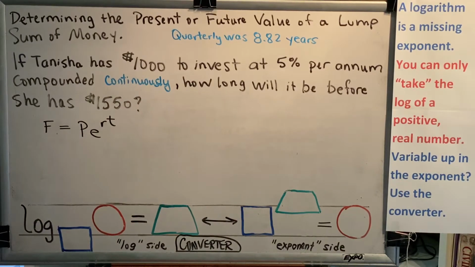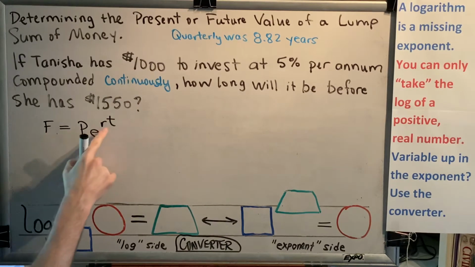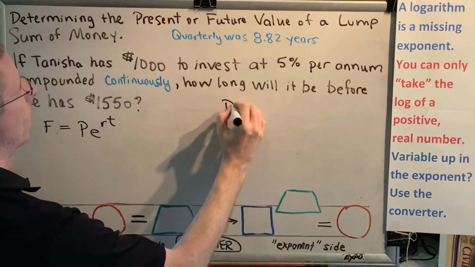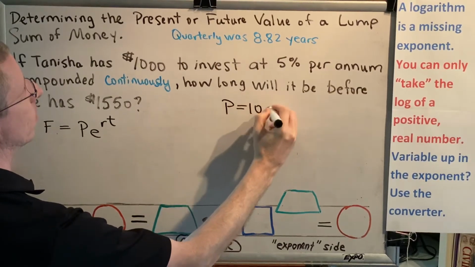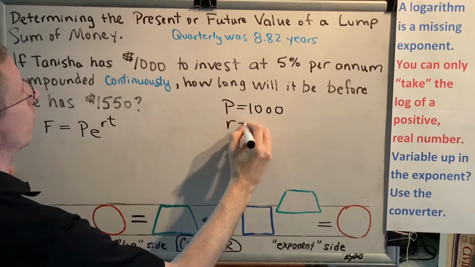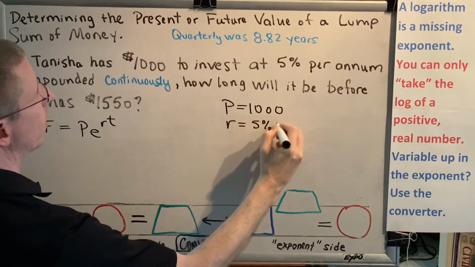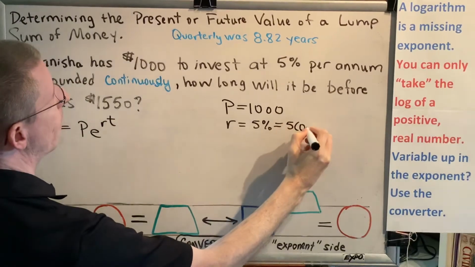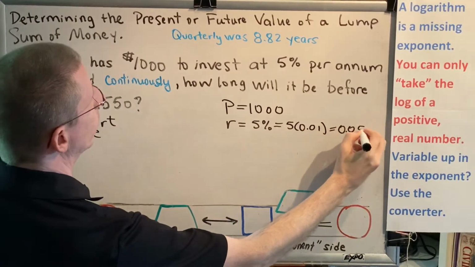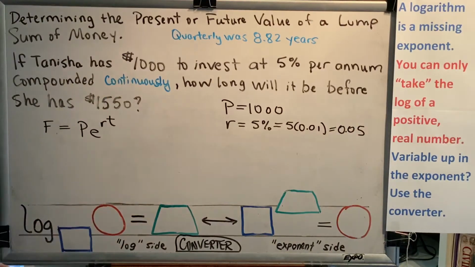Just like before, we're going to read the problem, and as we identify the value of our variables, we'll write them down. Let's begin. Tanisha has $1,000. That's P, the amount she has right now in the present. To invest at 5% per annum, that's r, the interest rate, 5%, which is the same thing as 5 times 0.01, which is 0.05. Compounded continuously tells me which formula to use. Notice there is no n in the formula.